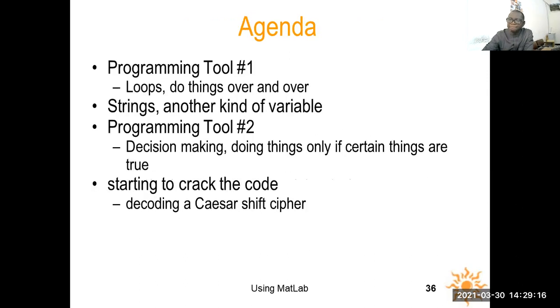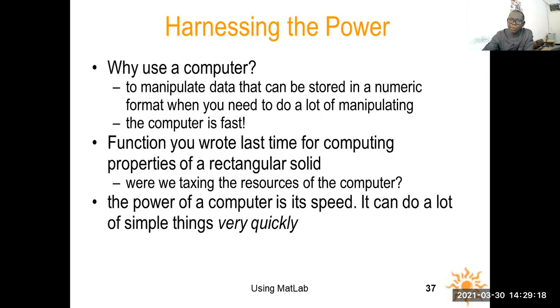So let's quickly move on to harnessing the power of the computer. The reason why we use a computer is to manipulate data that can be stored in a numeric format. When you need to do a lot of manipulating, the computer is fast. Human beings have limitations in the speed of processing, and computers are good at doing repetition, repeated actions. A human being can be bored when you have to repeat something over and over again. That's why computers are very useful to us.